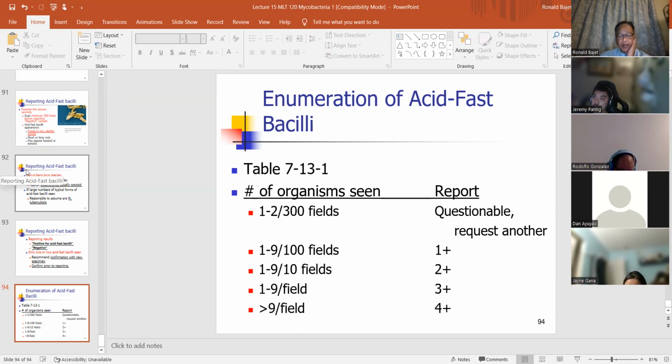Okay, I can't remember if I'm going to be asking how to grade positive smears on a quiz or an exam. But that's AFB, that's the acid-fast bacillus lecture. Are there any questions? Any questions on AFB? Okay.